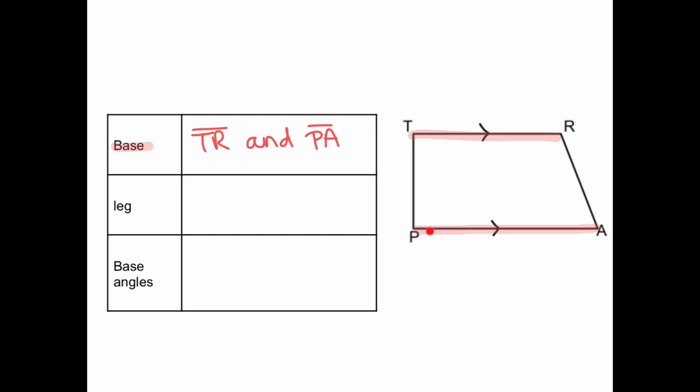So the bases are tied to the parallel sides and the legs are the non-parallel sides. So bases are the parallel sides, the legs are the non-parallel sides. And again, we are just naming segments here. So if you labeled this one RT instead of TR, that's fine. Same thing TP, if you labeled that PT, that's fine also. So parallel sides are called the bases. The other two sides, the non-parallel sides, are called legs.